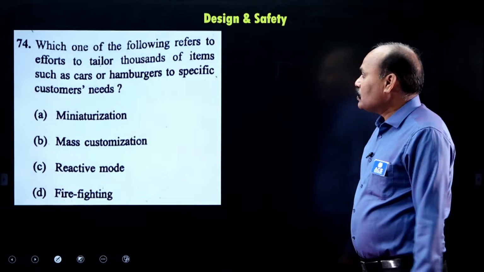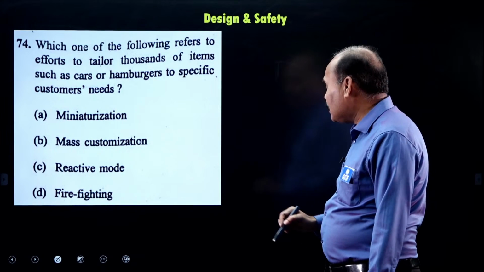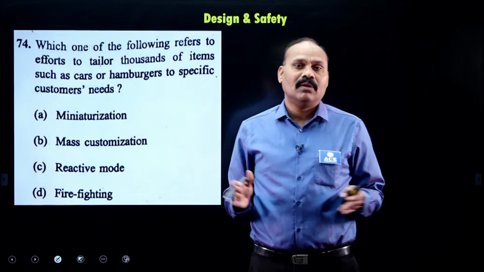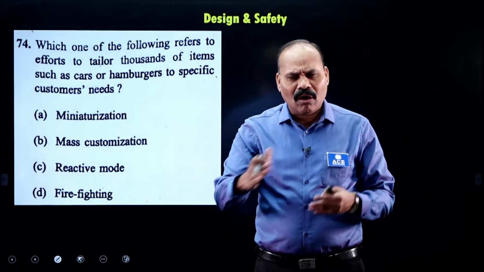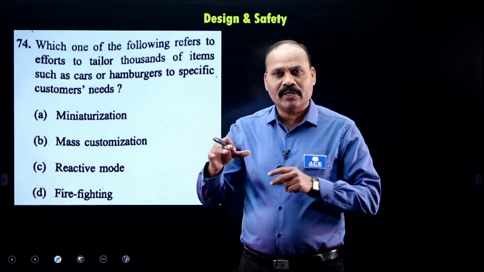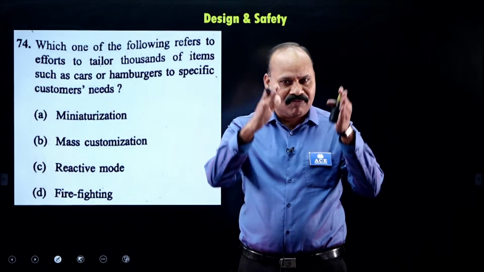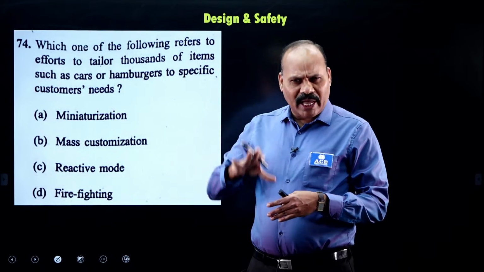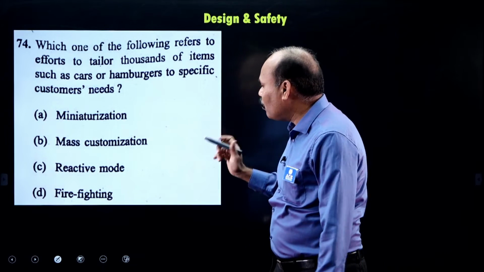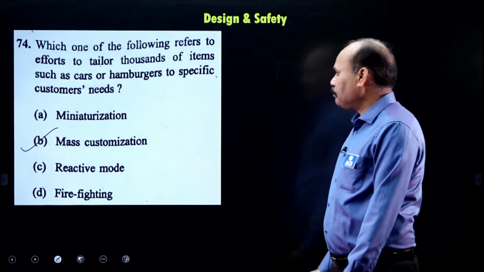Which one of the following refers to efforts to tailor thousands of items such as car, hamburgers to specific customer needs? If you look at any make to stock means ready-made. All ready-made things are generally mass customization, not individual. Make to order means you are giving order, then you can prepare. That is actually make to order. But your car, automobile, any refrigerator or TV unit, anything you take outside, all are make to stock and only mass customization. What is the right word I have to use here? Mass customization. Answer is straightforward, mass customization.